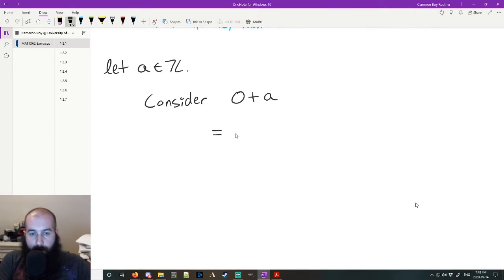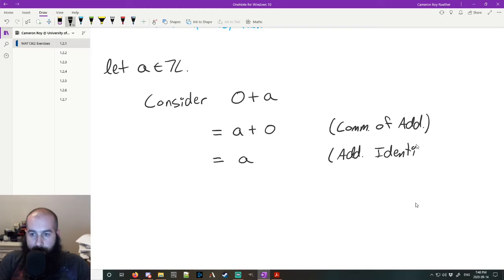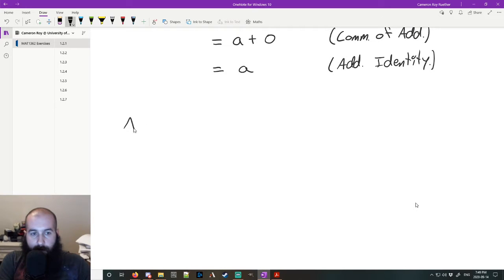Now we know we can reduce it into a if we switch it to a plus 0, and we can switch it to a plus 0 using commutativity of addition. So this is equal to a plus 0 using, I'm going to write it this way this time, commutativity of addition. And this a plus 0 we know is equal to a using the additive identity. And this is then a full proof of that first equality. It starts on one side of the equality, ends at the other side of the equality, each step being justified by axioms.